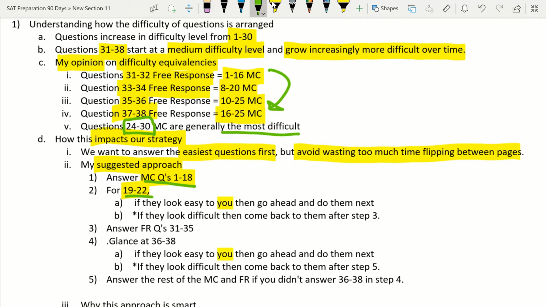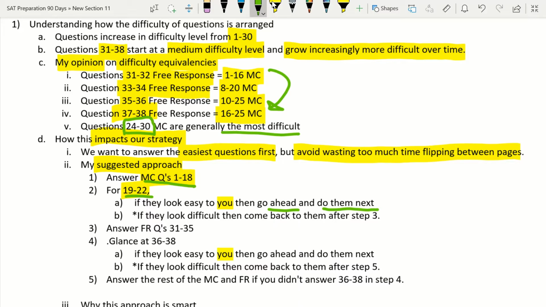Then, after you've answered questions 1 through 18, take a look at 19 and 20, or 19 to 22. Now, I don't mean look at 19, then look at 20, then 21, then 22, and then go back and answer 19. I mean, you answer question 18, then you look at 19. If 19 looks easy, then you go ahead and solve it. Then if 20 looks easy, go ahead and do it. If 21 looks easy, do it. If 22 looks easy, do it.